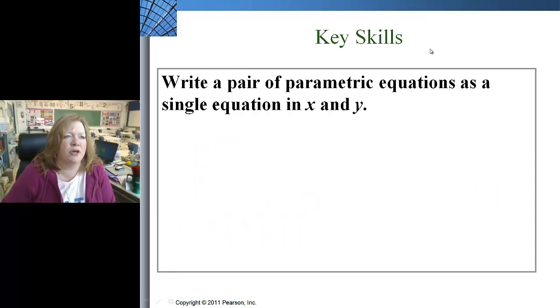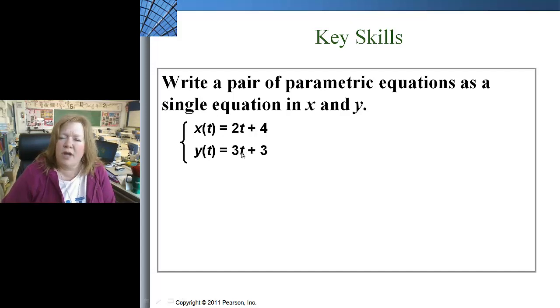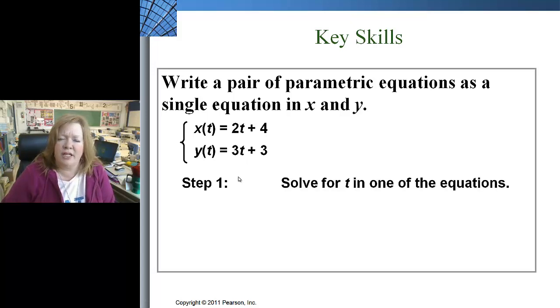Write a pair of parametric equations as a single equation in x and y. So you can convert between the parametric equations and the Cartesian system. The Cartesian system is just strictly x and y. So let's see how this works. Here I have two equations. This is a parametric equation in t. The strategy for converting from parametric back to just plain old x and y is to solve for t in one of the equations. So we're going to do that.